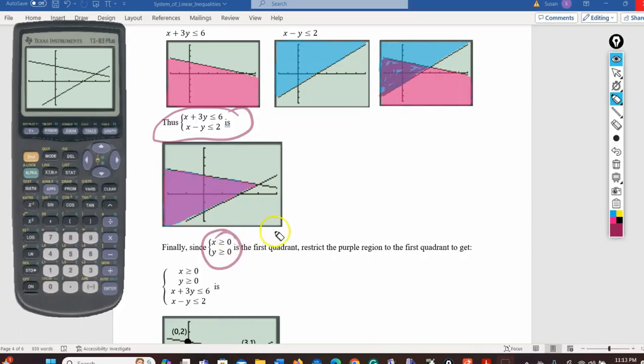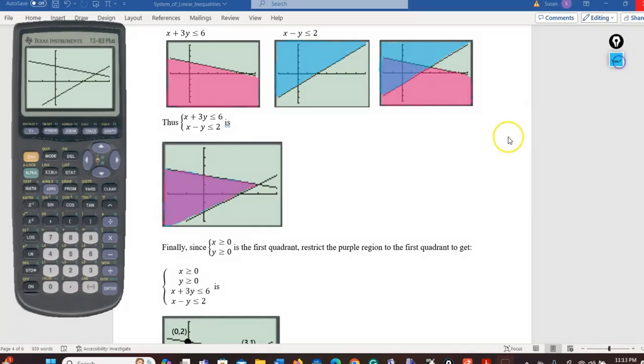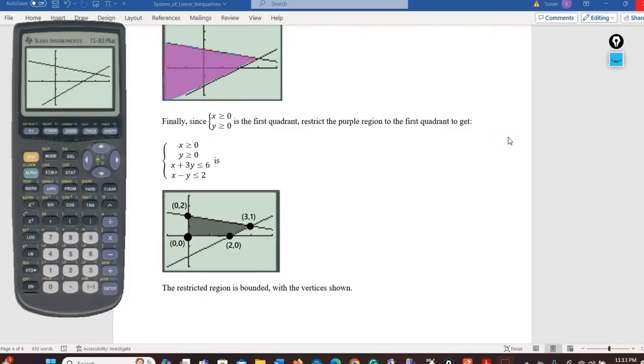And at the beginning we saw that that was the restriction to the first quadrant. So if I'm going to get all of this now, I need to take this purple and restrict it to the first quadrant. So I'm going to get this region here. And that's going to be my final answer. Okay. And I'll do that on the graph.